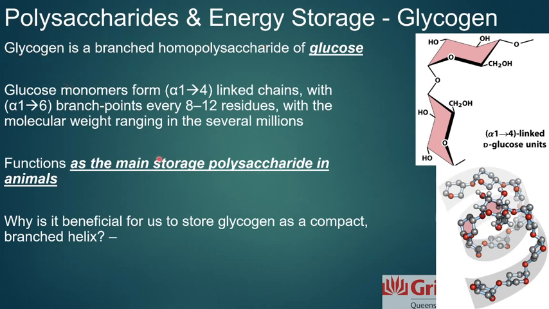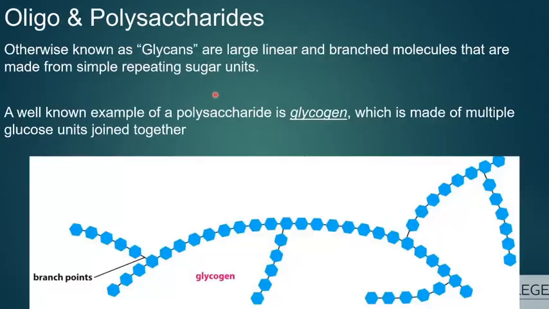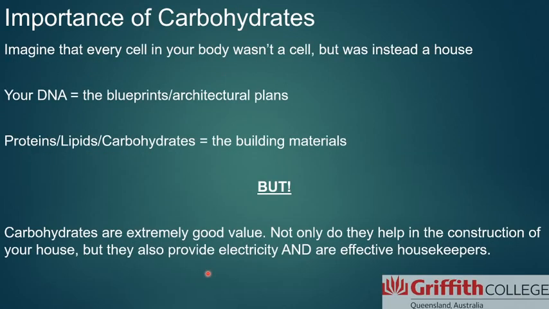Okay, glycogen is a branched homopolysaccharide of glucose. So again, we have our glucose molecule. It is a homopolysaccharide, so it means it is comprised only of glucose, but it is branched. Now, what that means is that typically it will form an alpha-1-4 linkage between these glucose molecules. However, around every 12-ish residues, it will branch and it will go alpha-1-4 and alpha-1-6. And that's what we were looking at back here. Okay, this is glycogen, so it's typically an alpha-1-4, but it will then branch off via an alpha-1-6 linkage.